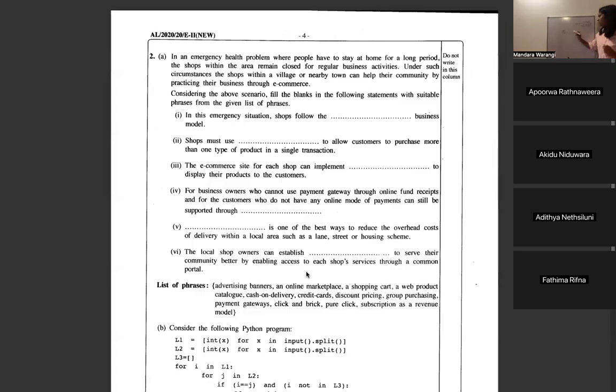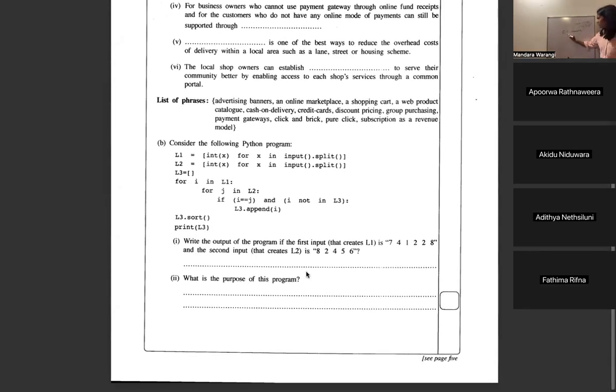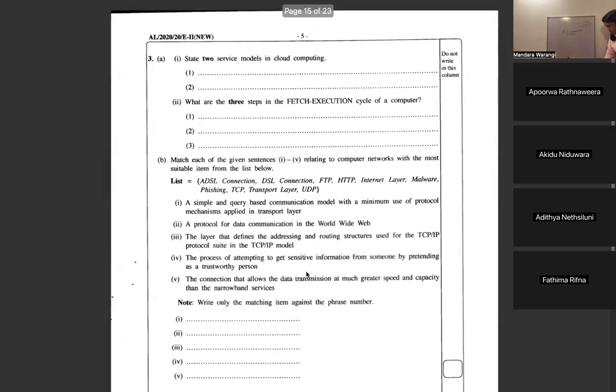Fill in the blanks from the e-commerce lesson in the 2020 paper, and then you have a Python question. In this paper they have asked you some questions about networking, about the fetch execute cycle, and two services in cloud computing, which is in your first lessons, and the networking theory. It's mostly theory. In this paper, it could differ from paper to paper.